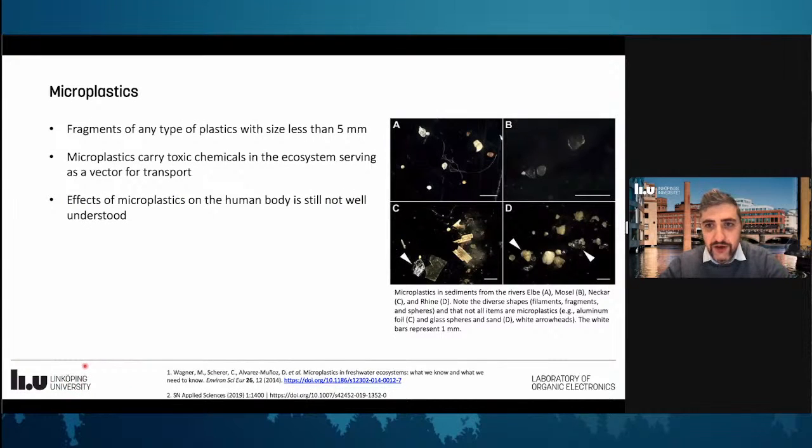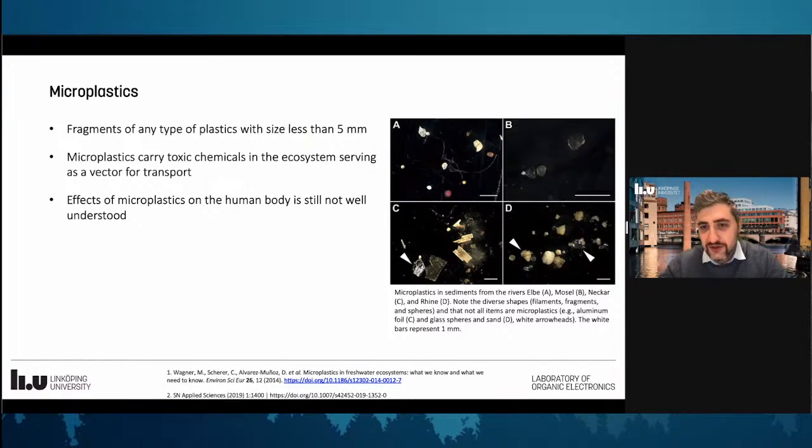We go one scale below, and another part of the problem is microplastics. Microplastics are basically any type of plastics that are less than 5 millimeters. So everything below this dimension is considered microplastics. In recent years, I would say more attention has been turned towards understanding how and where microplastics are invading almost everywhere on Earth.